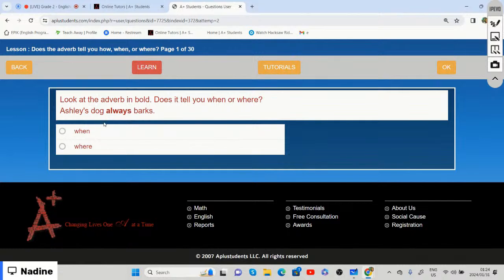So now we need to look at the adverb in bold. Does it tell you when or does it tell you where? Ashley's dog always barks. So we need to say if it's when or we need to say if it's where.